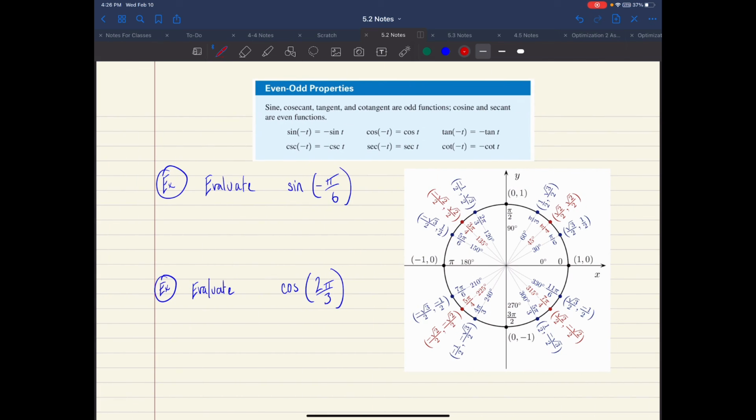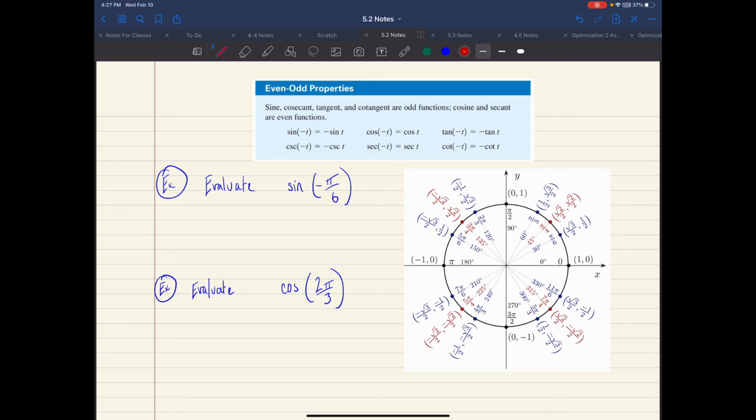Okay, so here is the example for even odd properties. So sine, cosecant, tangent, and cotangent are odd functions. Cosine and secant are even functions. And in the box, we have all these properties. So sine of negative t equals negative sine of t. Cosine of negative t equals cosine of t. Tangent of negative t equals negative tangent of t. And the reciprocals will carry through with the same properties as the original function.